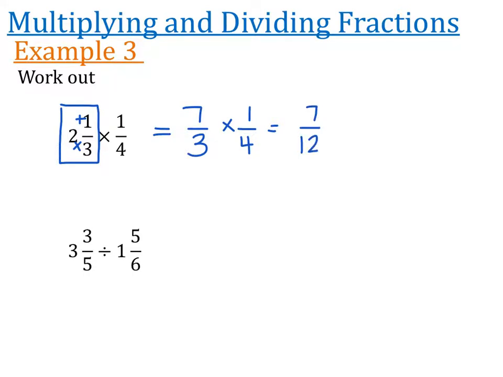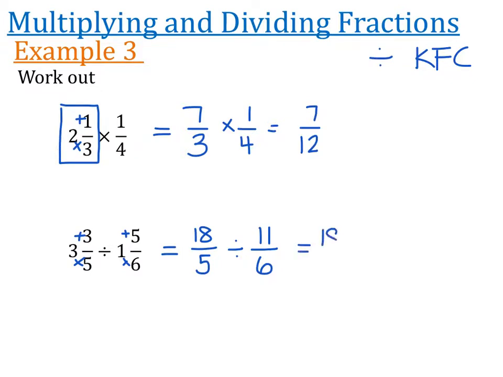All right, let's try this next one. So we've got two mixed fractions this time, 3 3/5 and 1 and 5/6. So we times by the bottom and add the top. 3 times 5 is 15, plus 3 more is 18. 18 over 5, divided by 1 times by 6 is 6, plus 5 more is 11. 11 over 6. So now let's think about how do we divide fractions. We do KFC, that is for division. So we're going to keep the first fraction as it is. We're going to flip the second fraction around, and then we're going to change the sign.